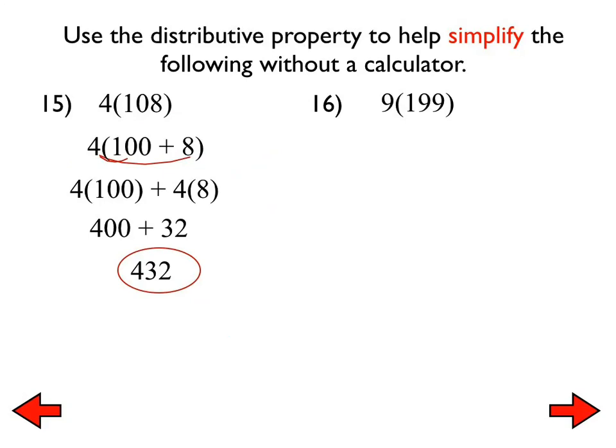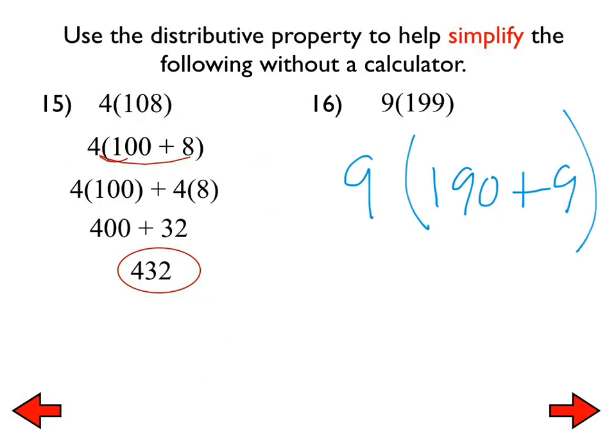Lizzie, tell us how you broke up 9 times 199. I did the quantity of 9 times 190 plus 9. So you did, hold on, let me back up for a second here. You did what? The quantity of 9 times 190 plus 9. Let me erase that. So that will work because 190 plus 9 is 199.